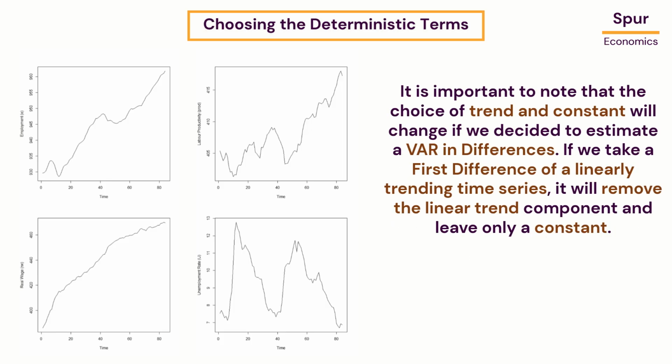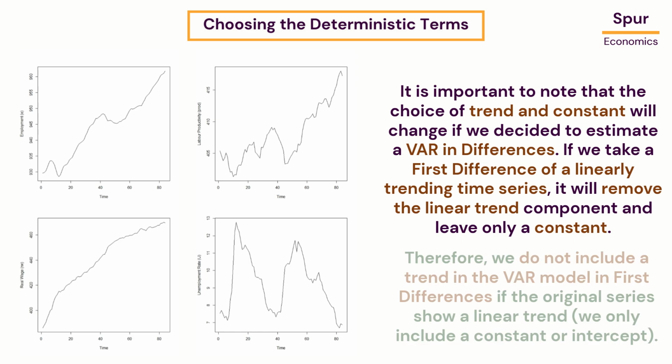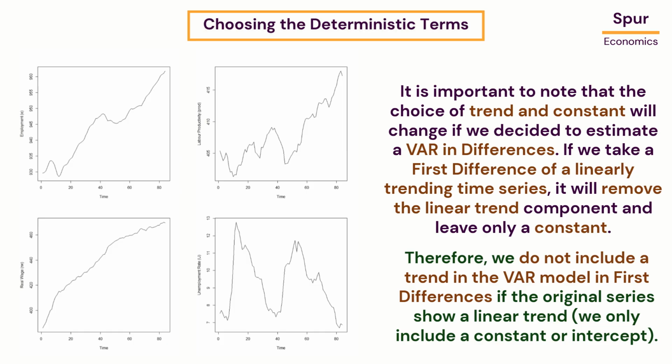It is important to note that the choice of trend and constant will change if we decided to estimate a VAR in differences. If we take a first difference of a linearly trending time series, it will remove the linear trend component and leave only a constant. Therefore, we do not include a trend in the VAR model in first differences if the original series show a linear trend, and we only include a constant or intercept.